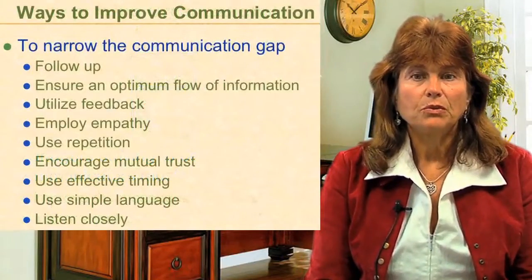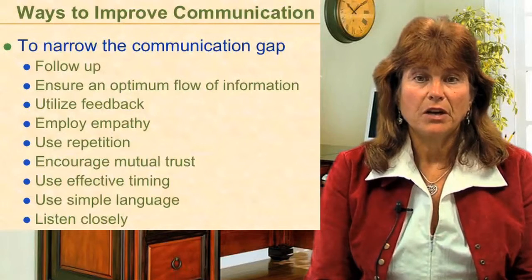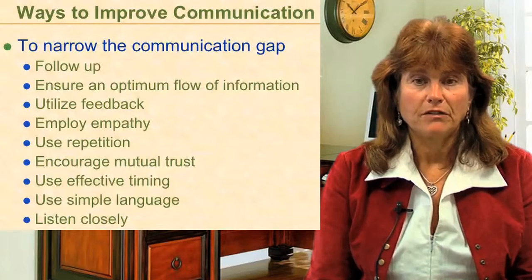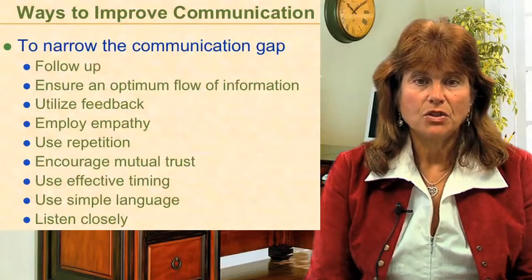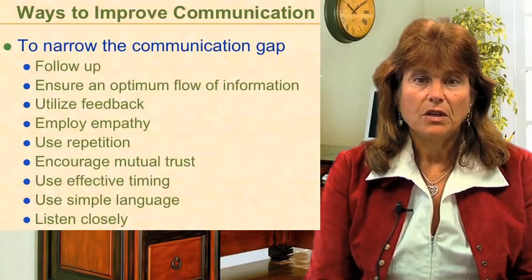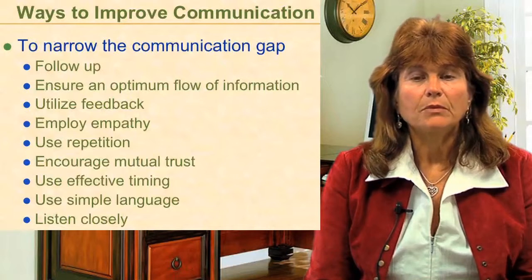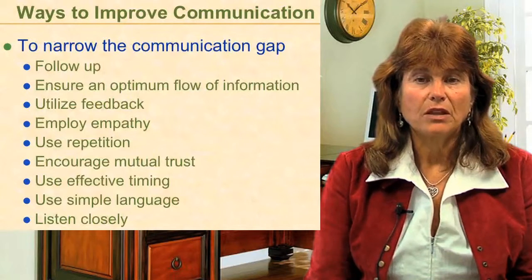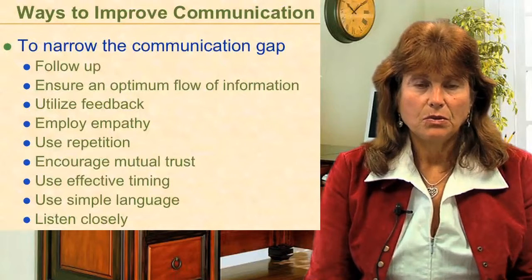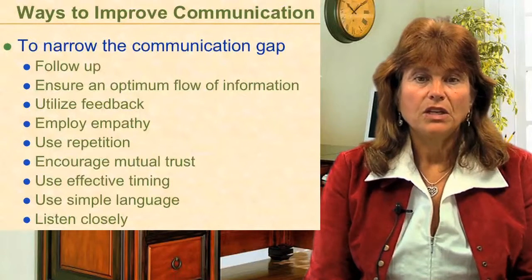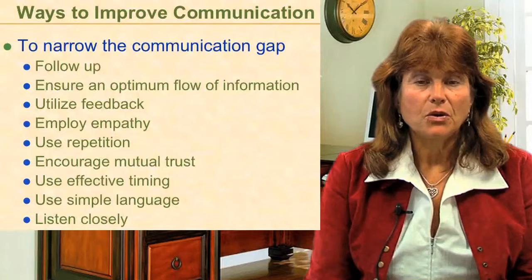Some of the ways to improve our communication is by narrowing that communication gap that we identified in one of our previous slides. One of those things is to follow up to make sure that the other understood it. We need to ensure optimum flow of information so that people get the amount of information, the kind of information that they need. We always need to allow for feedback. We need to put ourselves in the place of others and show empathy.